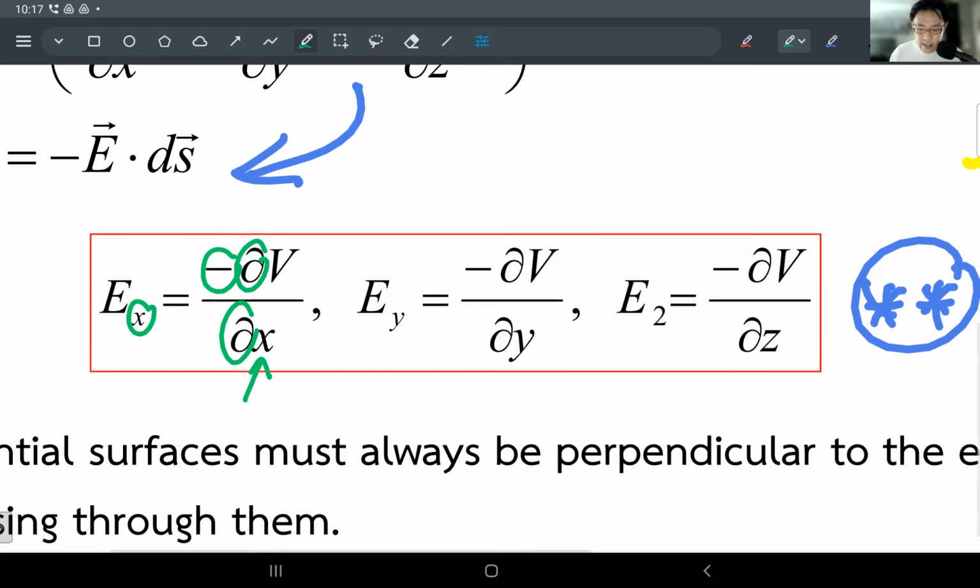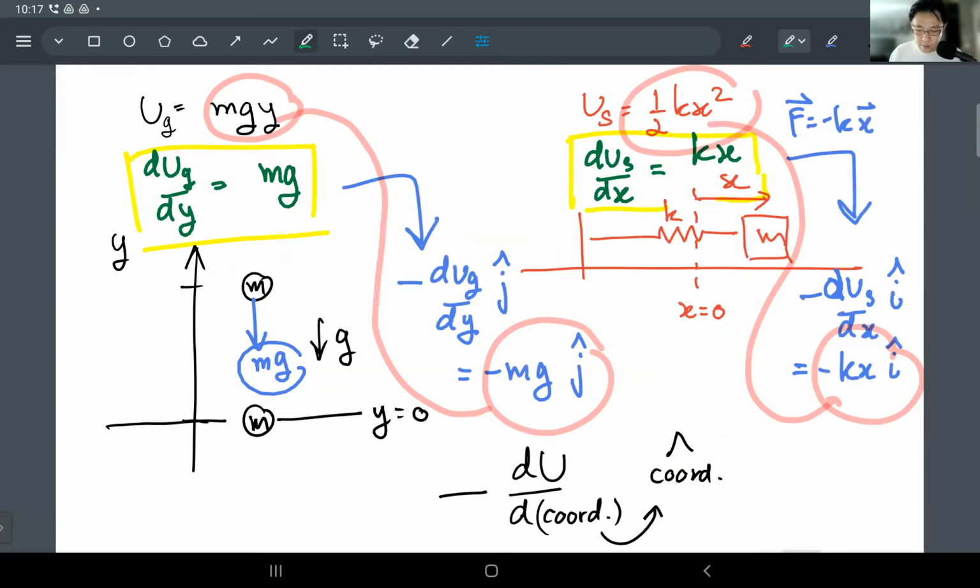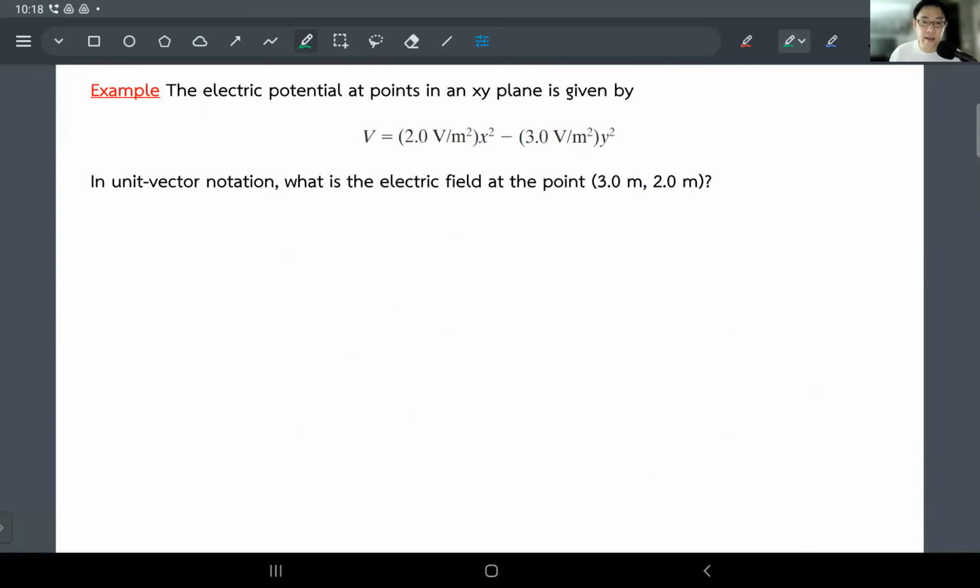Okay. So the last problem, I just want to wrap up this thing, is given right here. The electric potential at points in the XY plane is given by this. So this is good. It's only a two-variable function. So that means everything is already on an XY plane. That's kind of nice. It's not even like a three-variable function.